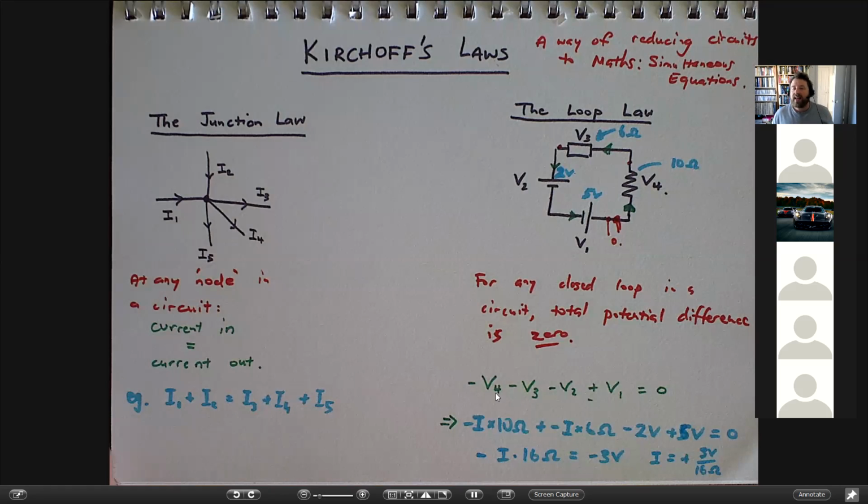Now, more fully answering your question from before, Kirsten, if we'd said the current was going the other way around here, then we would count this one as positive, this one as negative, these guys would still be negative, but what would have happened is the I actually would have come out as a negative number when we solved. And we'd go, if the I comes out as a negative number, I must have assumed the wrong direction.